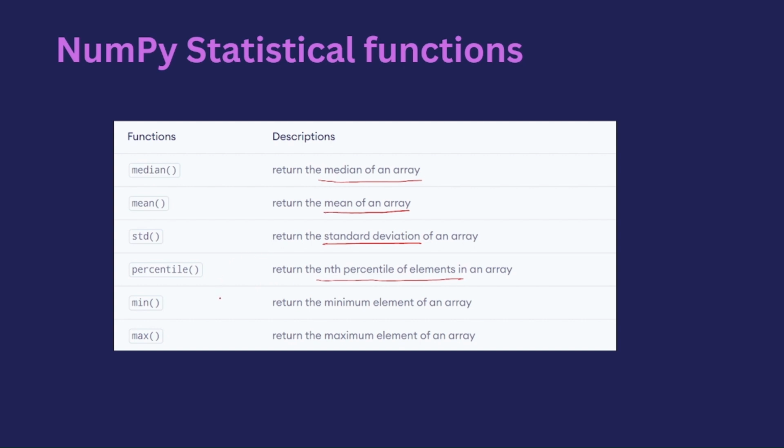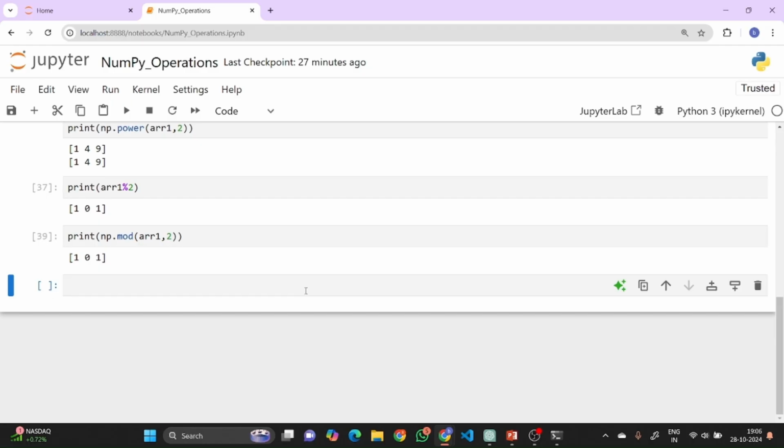And the fifth one is the min function. It returns the minimum element of the array. And the last one is the max function. It returns the maximum element of an array. Let us see the examples on Jupyter. See some examples on statistical functions.